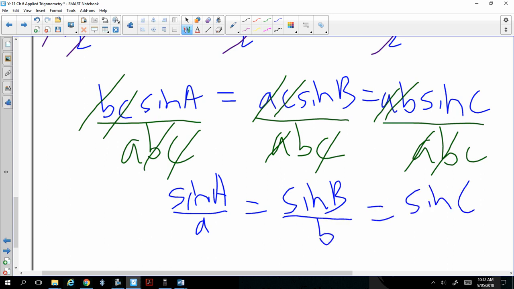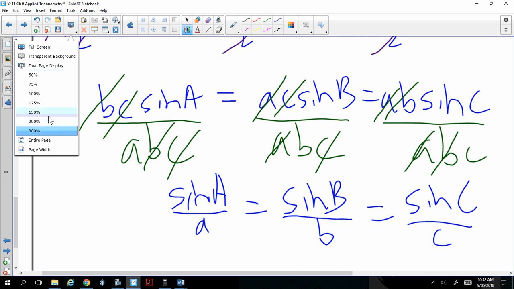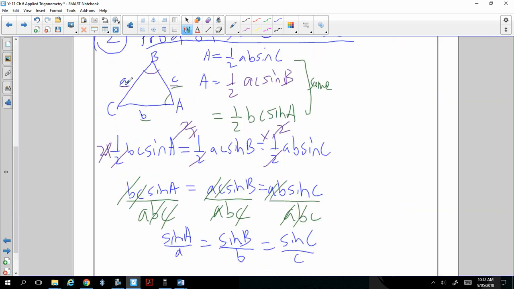I like this proof because it's very easy to learn. Because areas are the same, right? Using different sides. That's the sine rule.